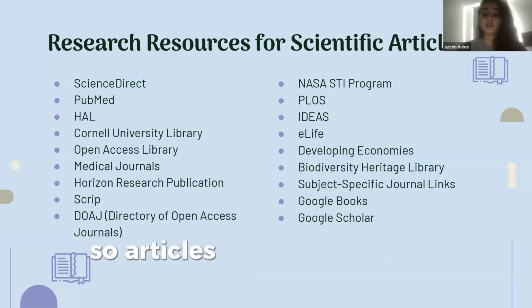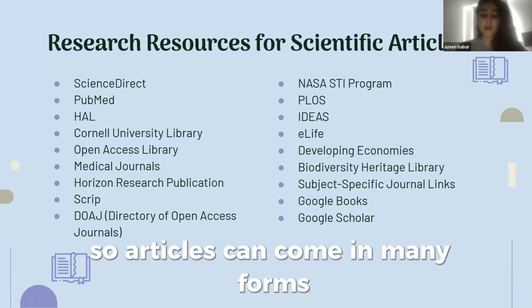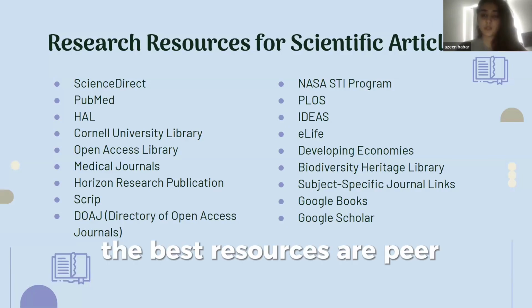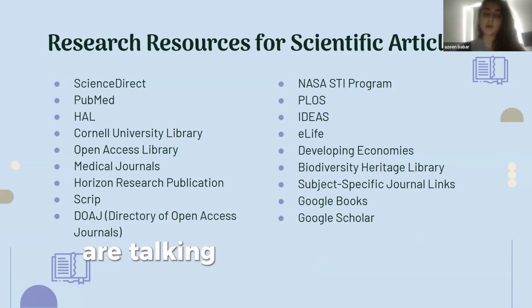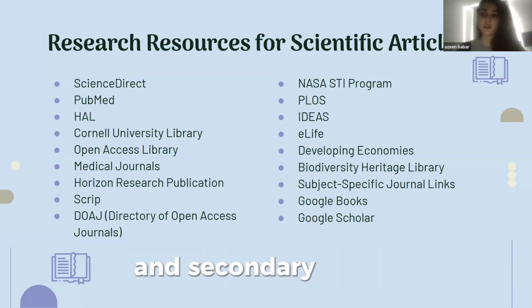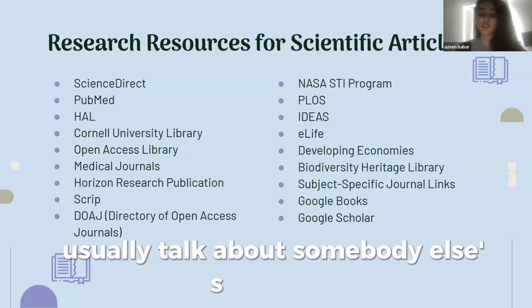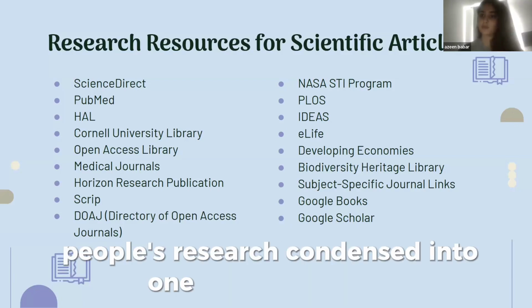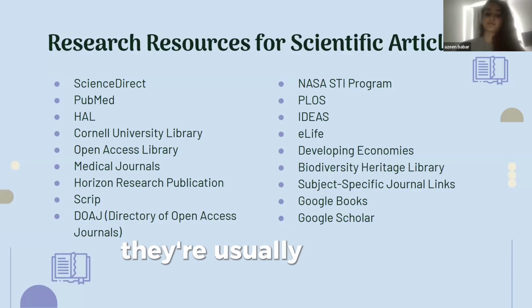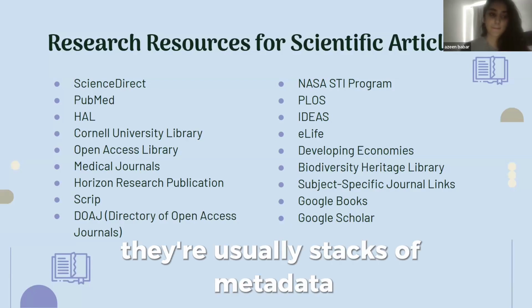So articles can come in many forms. The best resources are peer-reviewed primary articles and secondary articles. Primary articles are talking about the research they did, and secondary articles usually talk about somebody else's research, and multiple people's research condensed into one to prove a point. They're usually stacks of metadata.